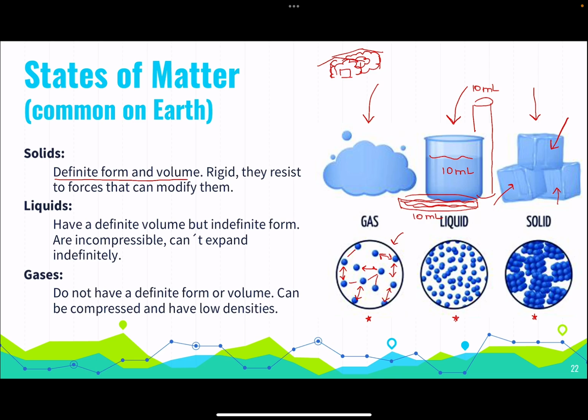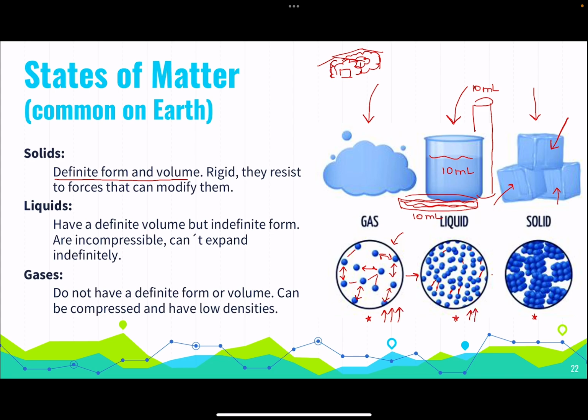As we go from a gas to a liquid, we can see that the molecules are not that far apart, right? So that's why we cannot compress them, because they are already taking up space. So here the energy is lower. They're not moving that much.